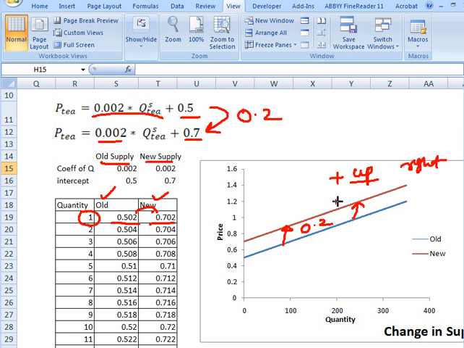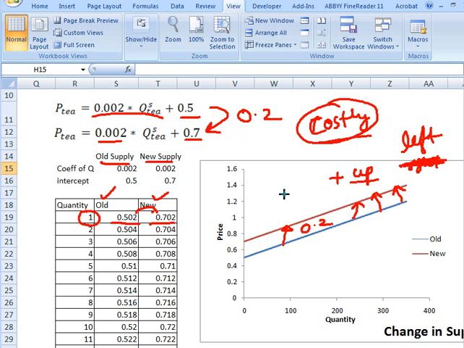The shift is up, or it is also called a shift to the left. So this is your original curve and it has shifted to the left side. Whenever this shift happens to the left side, we say that the supply curve has shifted left and it has become costly for the supplier to supply the products. Why has it become costly? Because the wage has become costly.